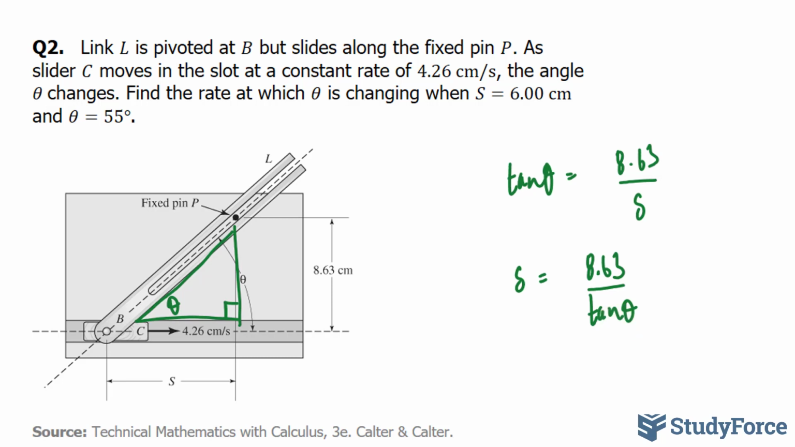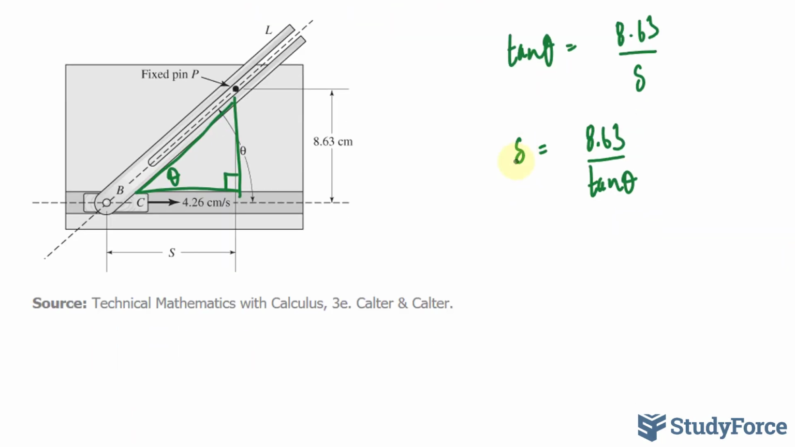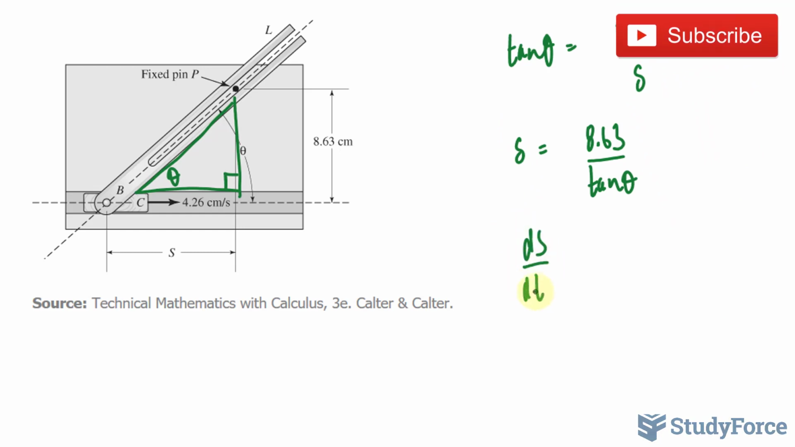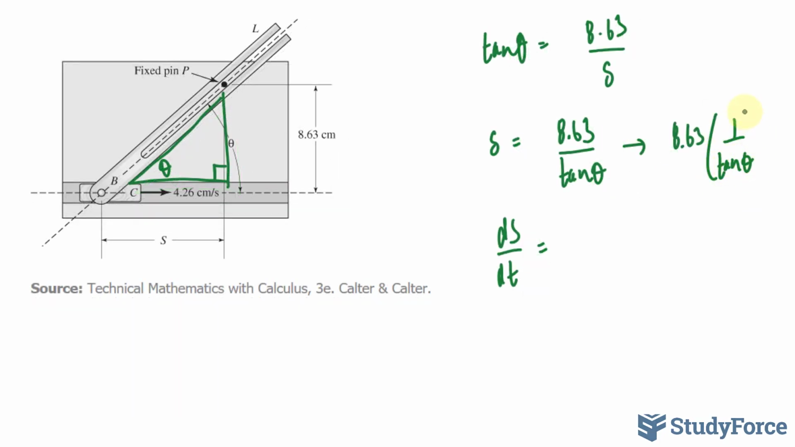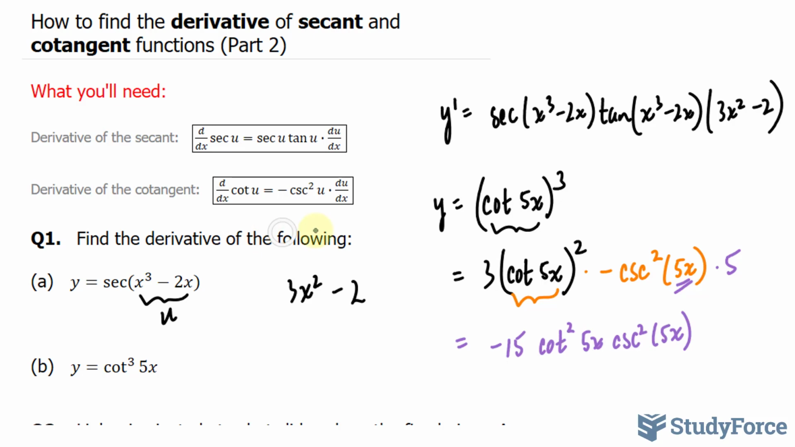So let's take the derivative of the left side. We have to do this implicitly. Taking the derivative of S gives us ds over dt. And later we'll substitute 4.26 into this expression. And over here we have 8.63 over tangent theta. Remember that we can split this into 8.63 times 1 over tangent theta. The reason why I'm mentioning this is because 1 over tangent theta is equal to cotangent. And we can use this relationship to find the derivative of cotangent quite easily.